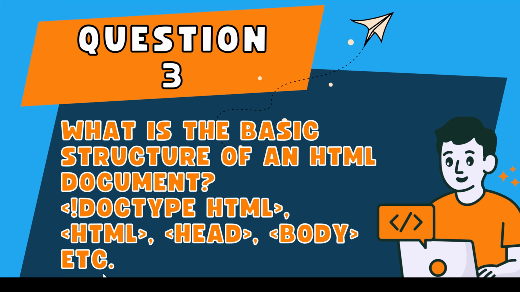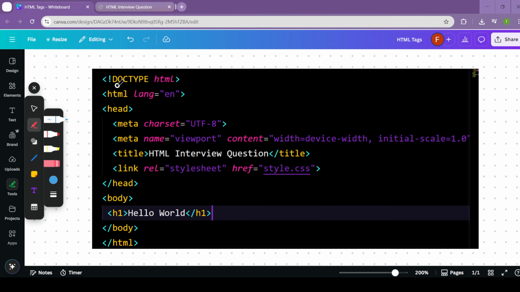The next question is, what is the basic structure of an HTML document? Like the doctype HTML, the HTML tag itself, head tag, body and all. Let's break this down. At first, we have this doctype, which tells about the version of HTML. Here it tells that we have the version of HTML as HTML5.